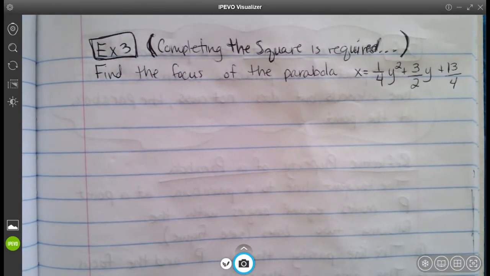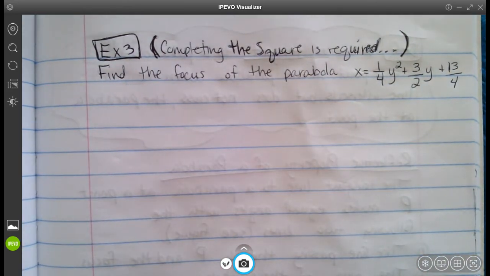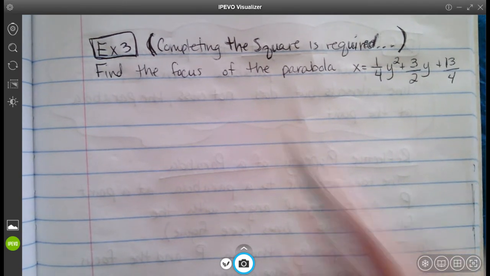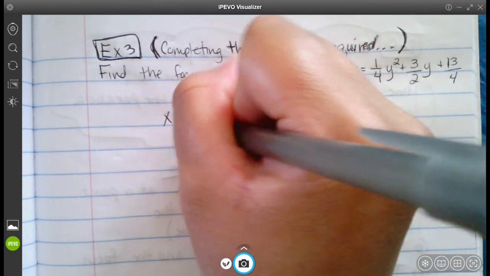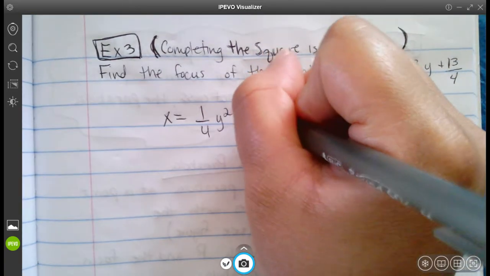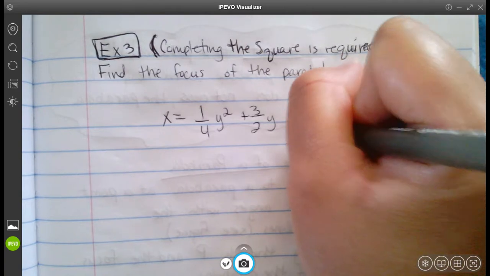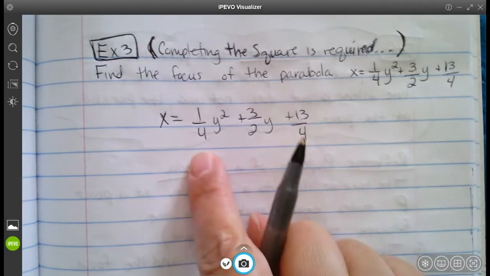We're going to have to complete the square to put this in the format that we want, basically. And once we find that, we can find the focus of the graph. So what I'm going to do is I'm going to write it out. X equals 1/4 y squared plus 3 over 2y plus 13 over 4. When you're completing the square, you don't want to have any denominators.